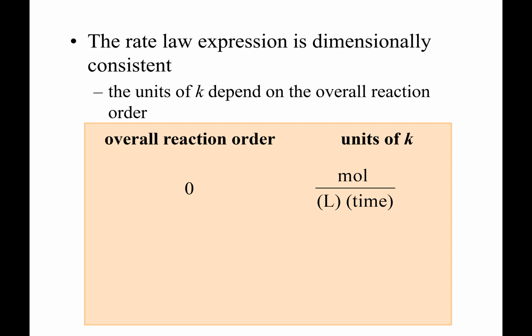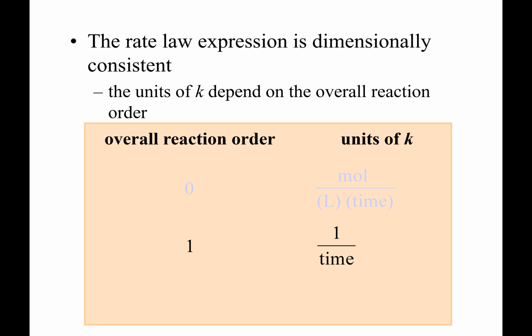So you guys told me if this is 0, then basically that's 1. And so anyway, these will be moles per liter per time. Now, if it's first order, then things get a little more interesting. That's going to introduce a moles per liter here. So if we want moles per liter per time, your k is going to be basically per time. That's it.